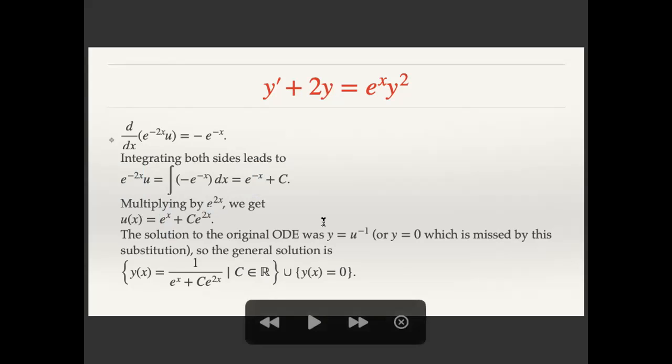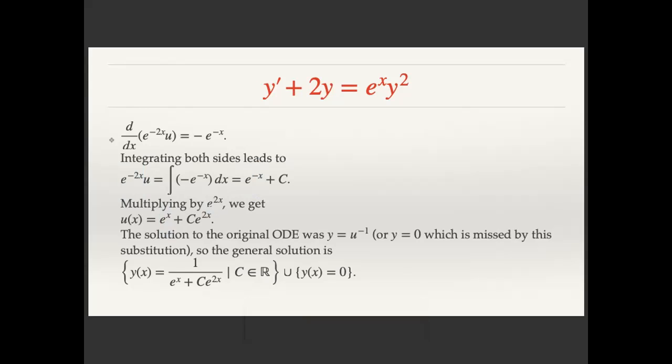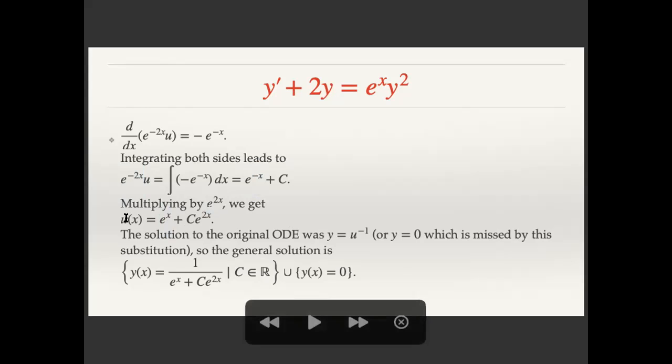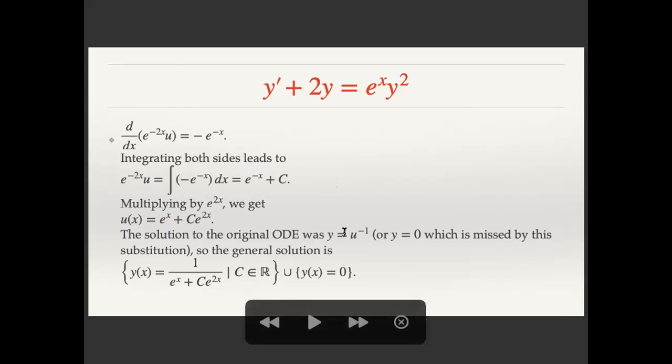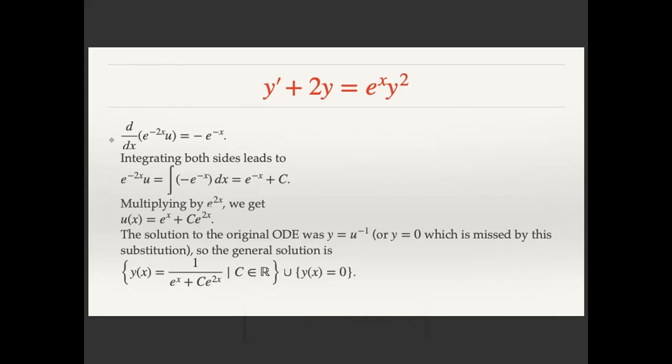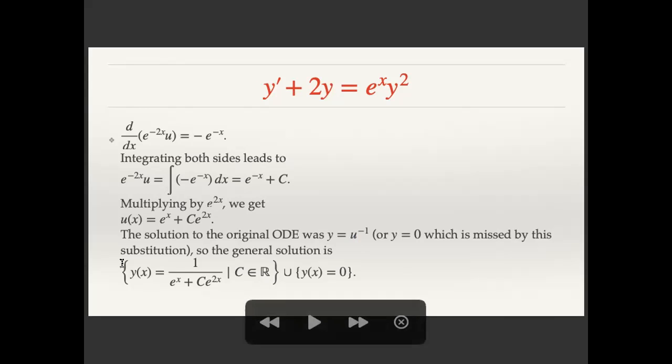This is not yet the final step, because we are not only interested in finding out what u is, this is just an intermediate step. The final step is finding out the solution of the original equation, which is y. So y was u to the minus 1. I mean, this is how we define u as y to the minus 1, and y is also u to the minus 1. So then we get that y is 1 over this. So it's 1 over e to the x plus c to the 2x. And for any constant c in R, this is a solution.